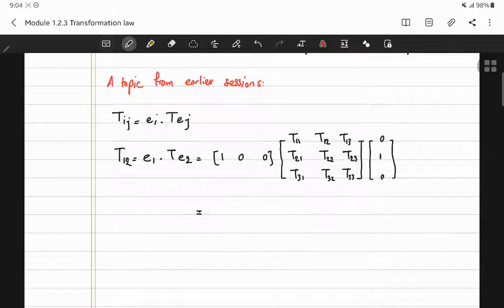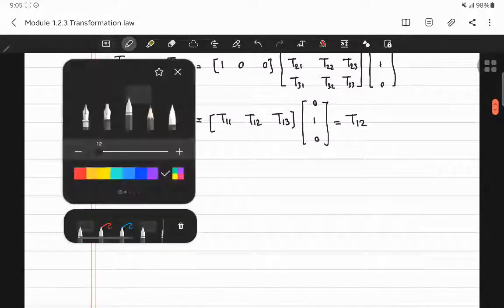If I multiply this with this, this is a 3 by 3 and this is a 3 by 1, so I get a 1 by 3 matrix, with T11, T12, and T13. Times 0, 1, 0, this becomes T12. So that's why we write Tij, for example T12, in the form of E1 dot T E2. So it finally gives the component T12. So Tij is equal to Ei dot T Ej.